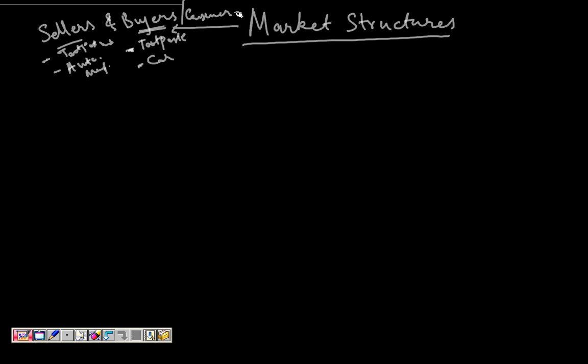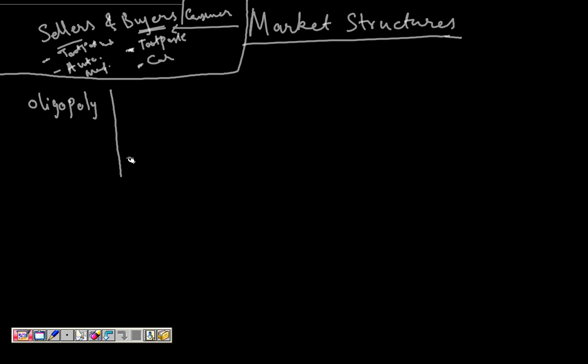Let's see what kind of markets there are. Depending on products, services and countries, various market structures are defined. You have one which is called oligopoly, another one which is called monopoly. Mono means single.